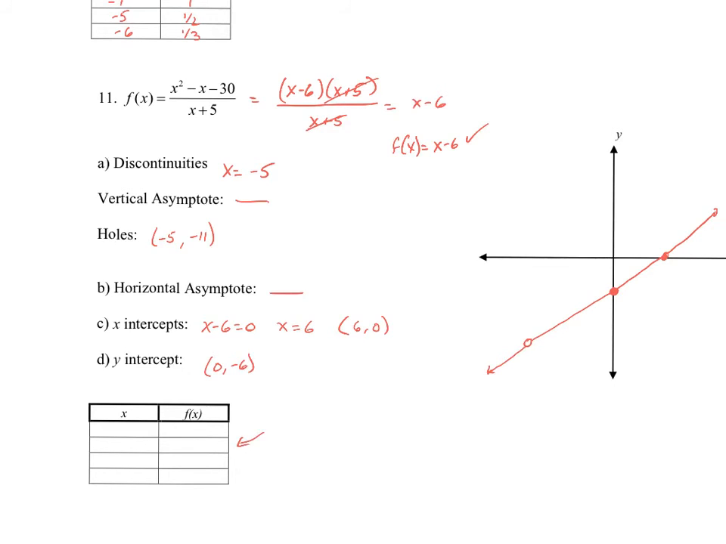Okay, so there's 3 graphing examples. You'll have some opportunities to speak with your teacher today if you have any other questions on the review. Good luck, guys.